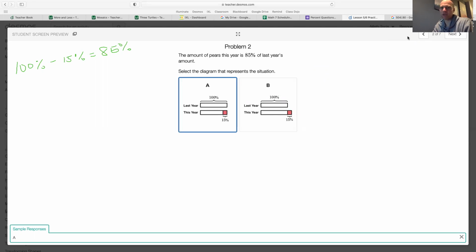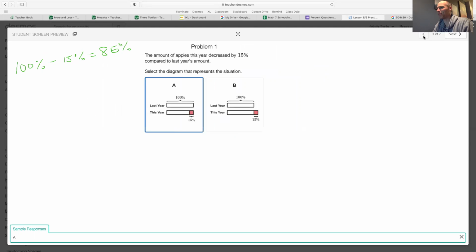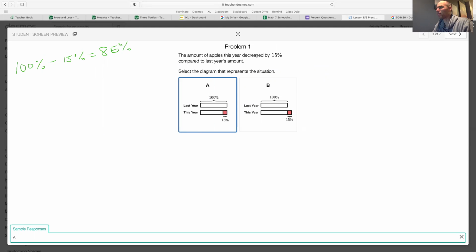I'm going to double check my work just on question 1 just to make sure I'm not messing this up because they're both the same. Let's see. This one says the amount of apples this year decreased by 15% compared to last year. Okay. And this one says the amount of pears this year is 85% of last year's. Yeah, they're the same thing, just two different ways of wording the exact same question. So they both get the same answer.